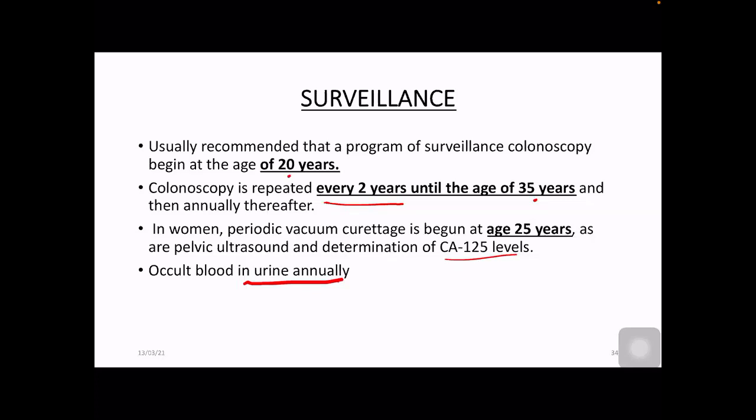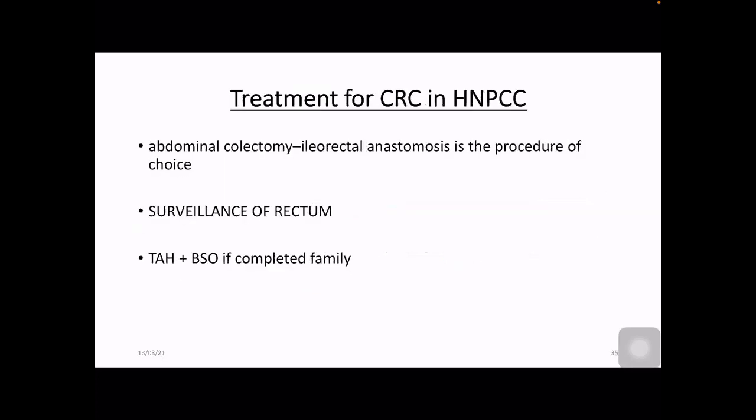Fine. And along with that, also look for other extraintestinal cancers. Like in FAP, you use endoscopy to look for duodenal adenomas. Same thing in HNPCC, you have to look for endometrial carcinoma risk by doing an ultrasound and checking the endometrial thickness, the CA-125 levels, and also rule out any cancer in the ureter and the renal pelvis.